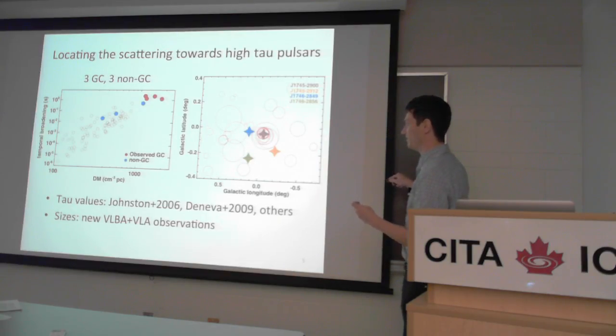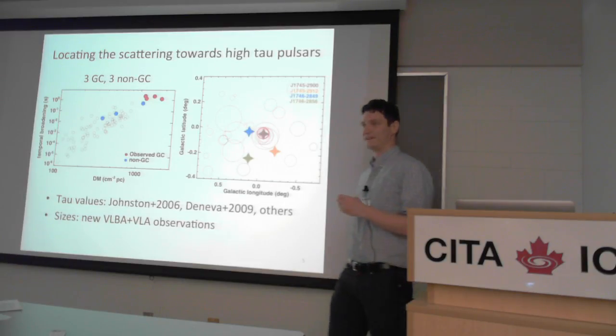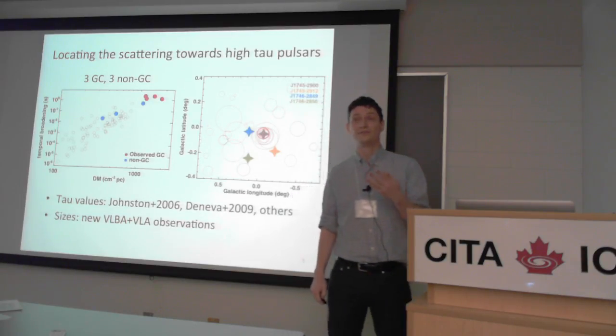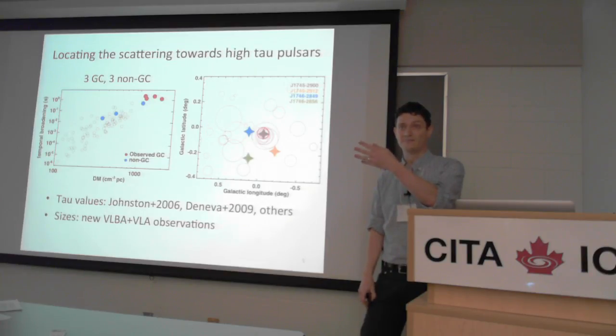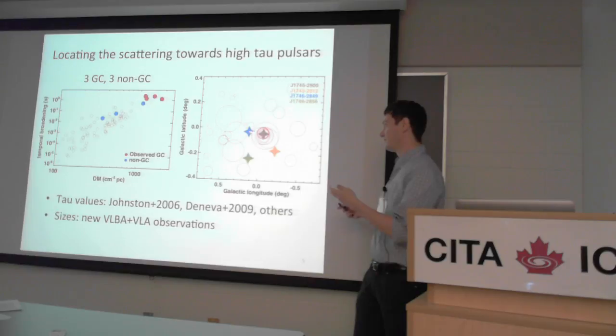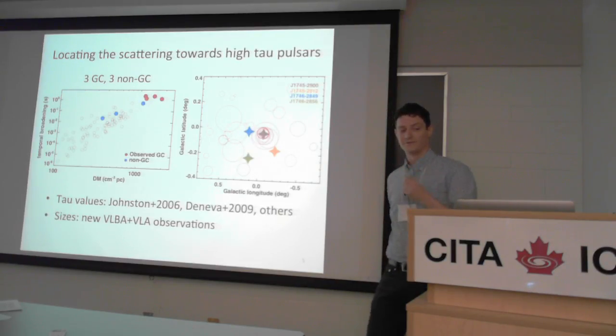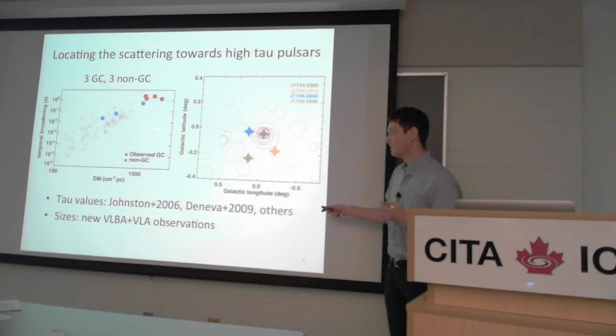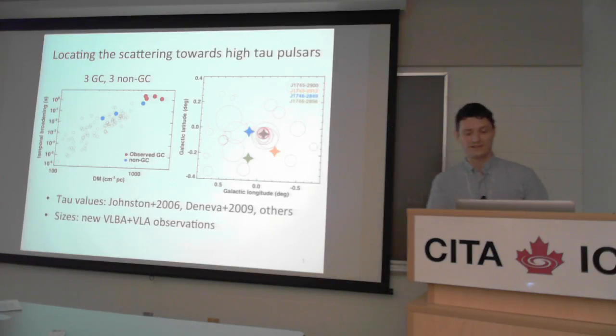Here's a zoom in of the plot from before with some of these source sizes. Again, definitely not to scale. Here are the pulsars. So here's the magnetar, and here are these other three that we looked at. The challenge here is these are very faint, right? Far away, high DM, highly scattered pulsars are very, very faint. So for these ones, we had to use VLA plus VLBA observations. And for the other ones here, we just used VLBA only. But these are very difficult to detect.